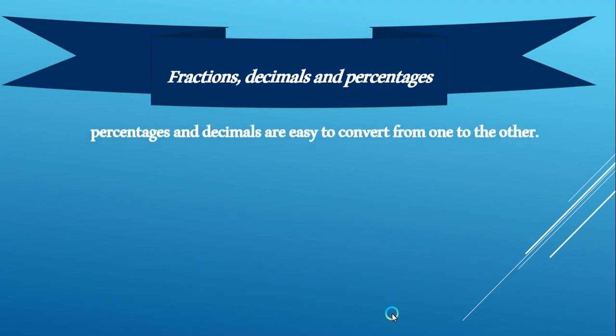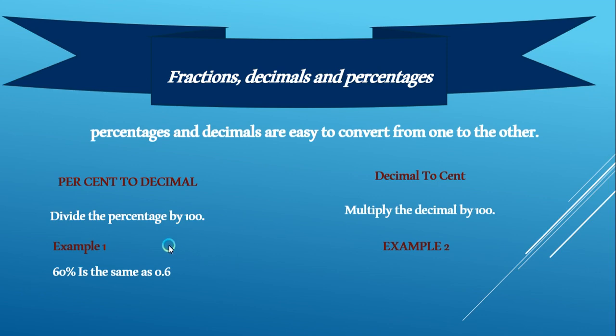Fraction, decimal and percentages. So here we have percent to decimal. Divide the percentage by 100. If I want to change a percent to a decimal, I will divide the percentage by 100. So for example, 60% is the same as 0.6. Where does 0.6 come from? I divide 60 by 100, and the other way I will multiply by 100. 0.25 is the same as 25%. How? Because I multiply 0.25 by 100, I get 25.